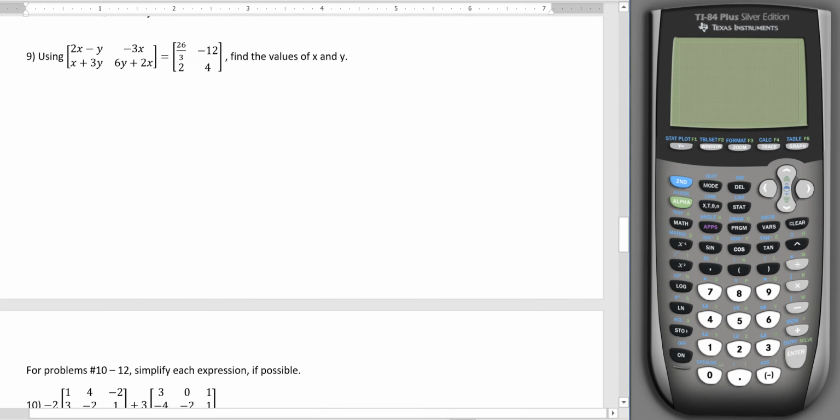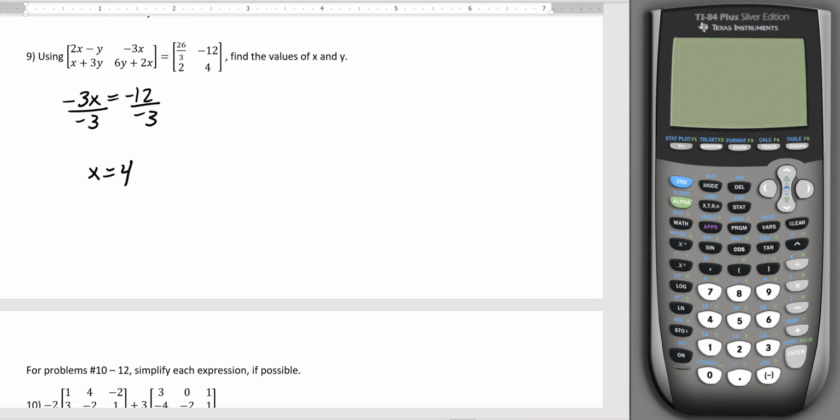All right, number 9. Using this equation here, find the values of x and y. Cool. So remember, when you see something like this, the first thing you have to think is, I've got to solve one variable first. Notice that this top right term is the only one that has only one variable, and it's equivalent to the other top right term. So the first thing I'm going to figure out is what x is. So negative 3x equals negative 12. Divide by negative 3, and I find that x equals 4.